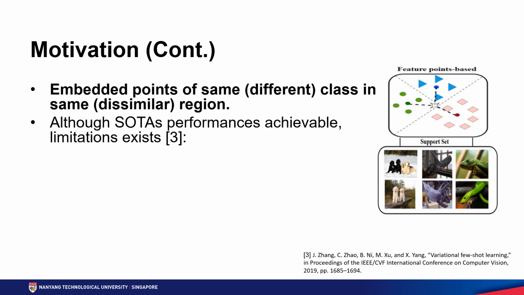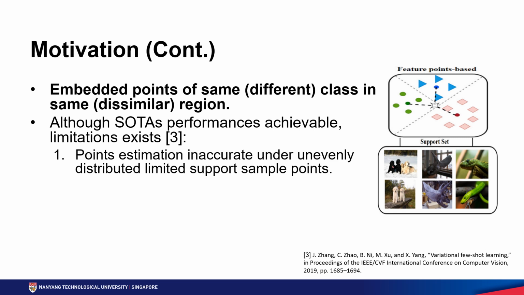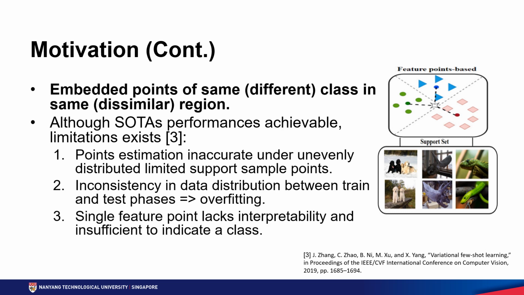Although state-of-the-art classification performances have been reported, there are certain limitations. The first is that the point estimation as described may be inaccurate under unevenly distributed limited support samples. The second is that if there is any inconsistency in the data distribution between the train and test phase, overfitting may occur. Lastly, using only a single feature point lacks interpretability and is insufficient to indicate a class, which is highlighted over here.